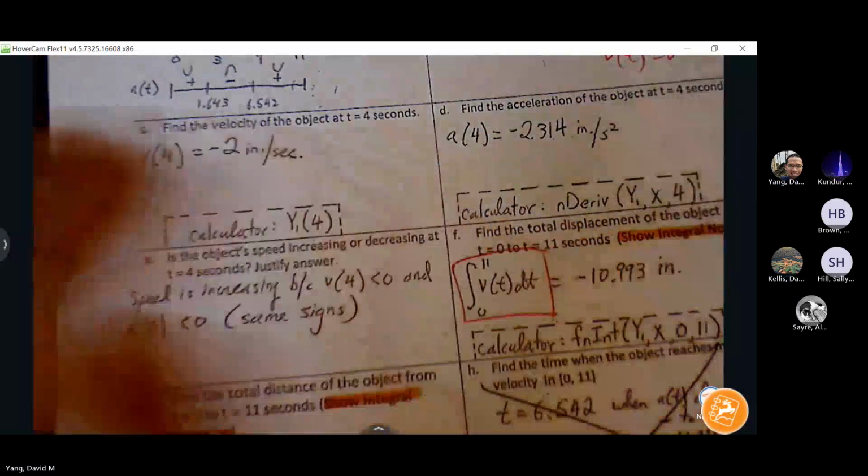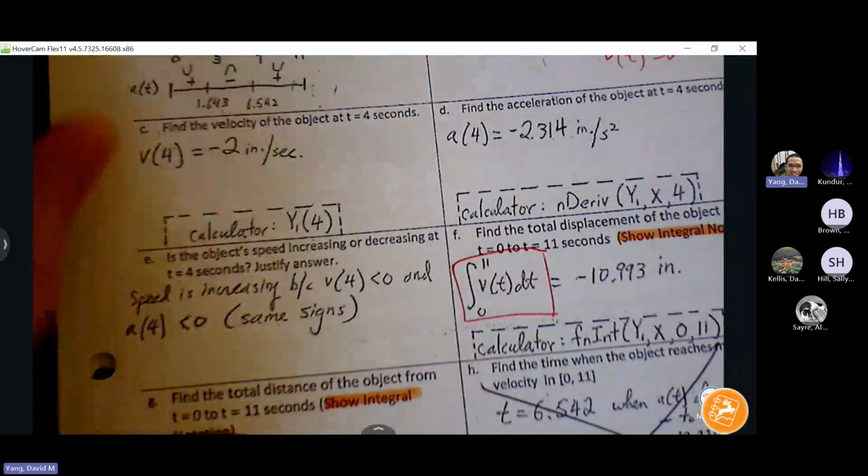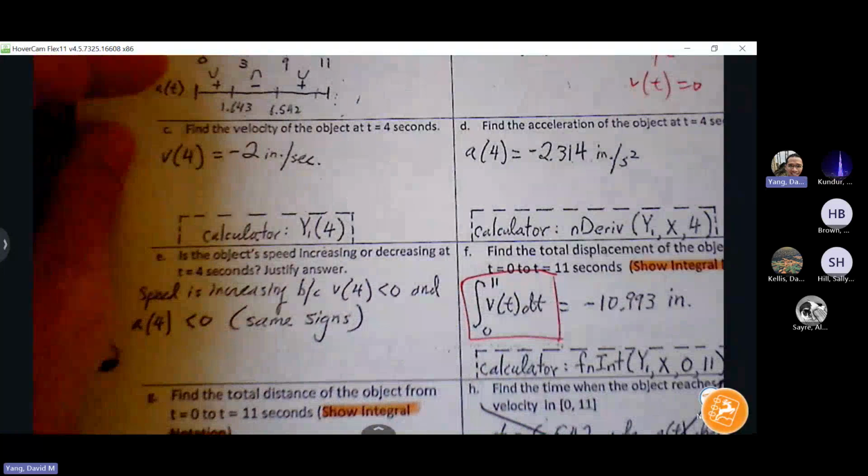Let me find this sheet. Okay, here it is. Sure. Let me get to that first.